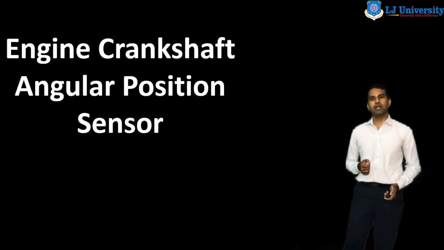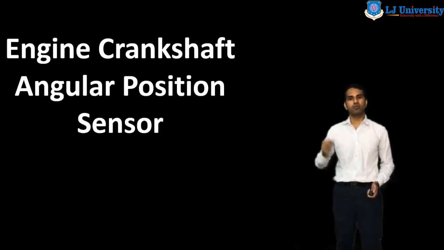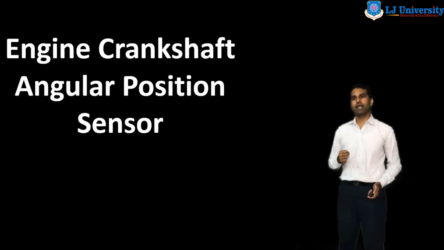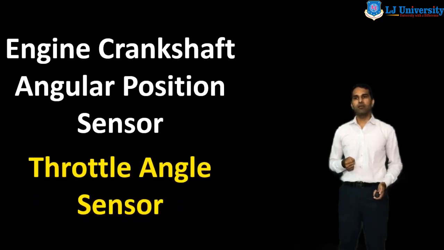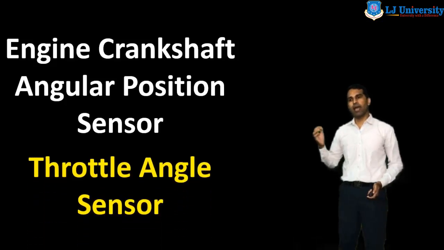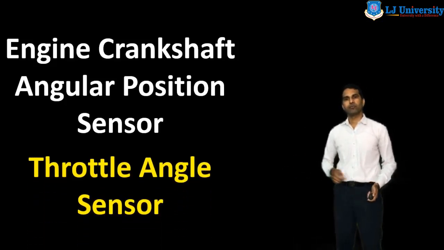So in this lecture we have discussed two types of sensors. First we discussed the engine crankshaft angular position sensor, and then we discussed the throttle angle sensor.